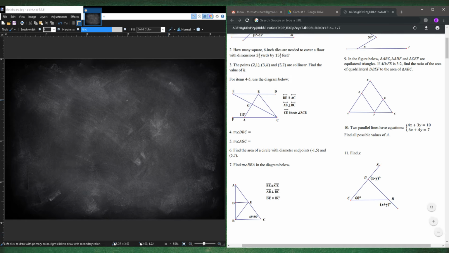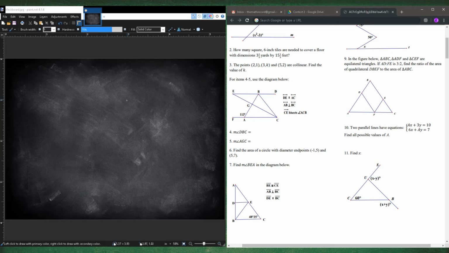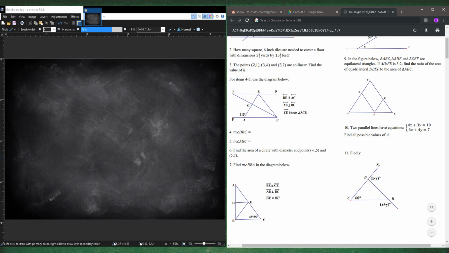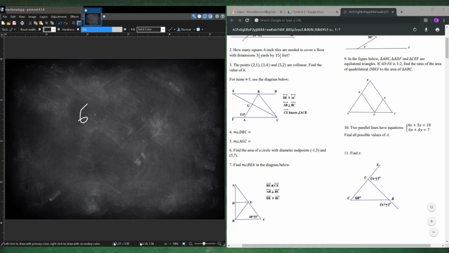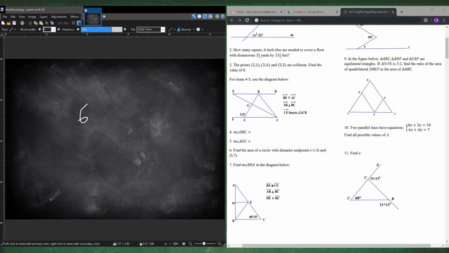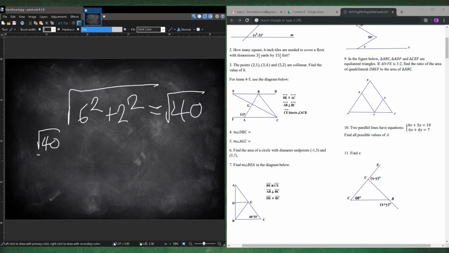Question 6. Find the area of a circle with diameter endpoints -1, 5 and 5, 7. In this type of question, you just need to find the radius. So find the distance between these two points and then take half of it. The distance between -1 and 5 is 6, and the distance between 5 and 7 is 2. So the distance in x is 6 and the distance in y is 2. Getting the hypotenuse, the distance is the square root of 6 squared plus 2 squared, which is the square root of 36 plus 4, so square root 40. To get the radius, it's just square root 40 divided by 2.